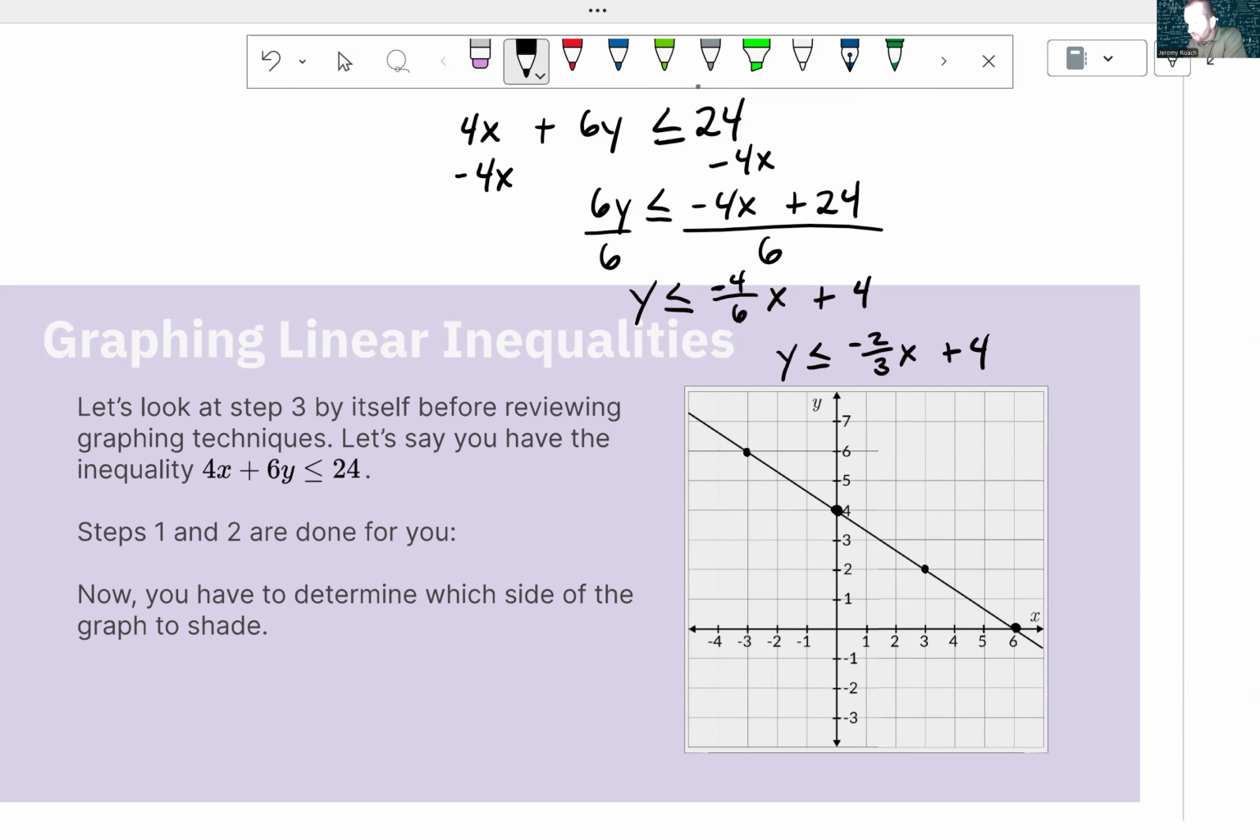But now we have to figure out, are we going to shade down here or do we shade up here? And to figure that out, it's a good idea to just choose a random test point that is not on the line. So I like to use 0, 0 or 1, 1. And I know that earlier I said not to use those numbers with the SAT, but you can use those numbers when we're talking about graphing inequalities. So I'm just going to pick 0, 0. X is equal to 0, y is equal to 0. And this is our test point.